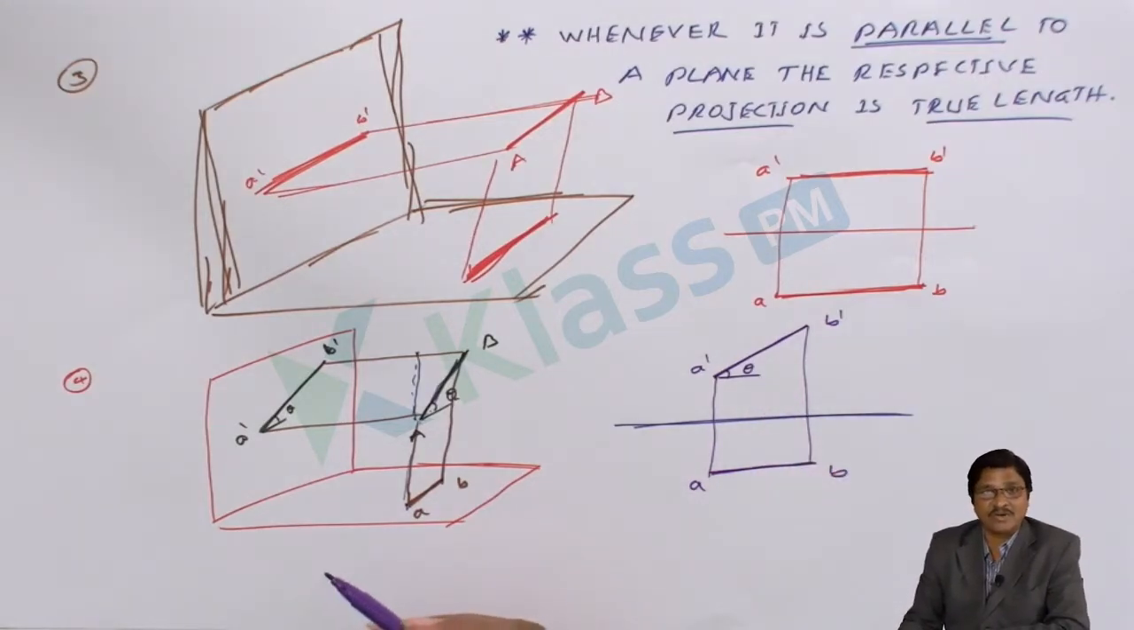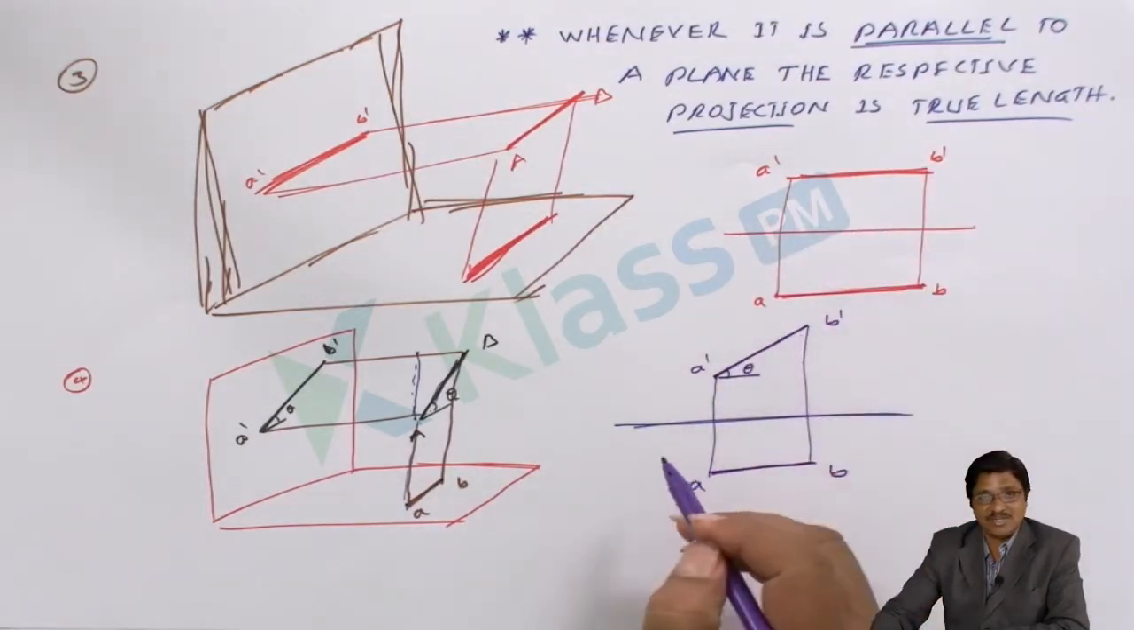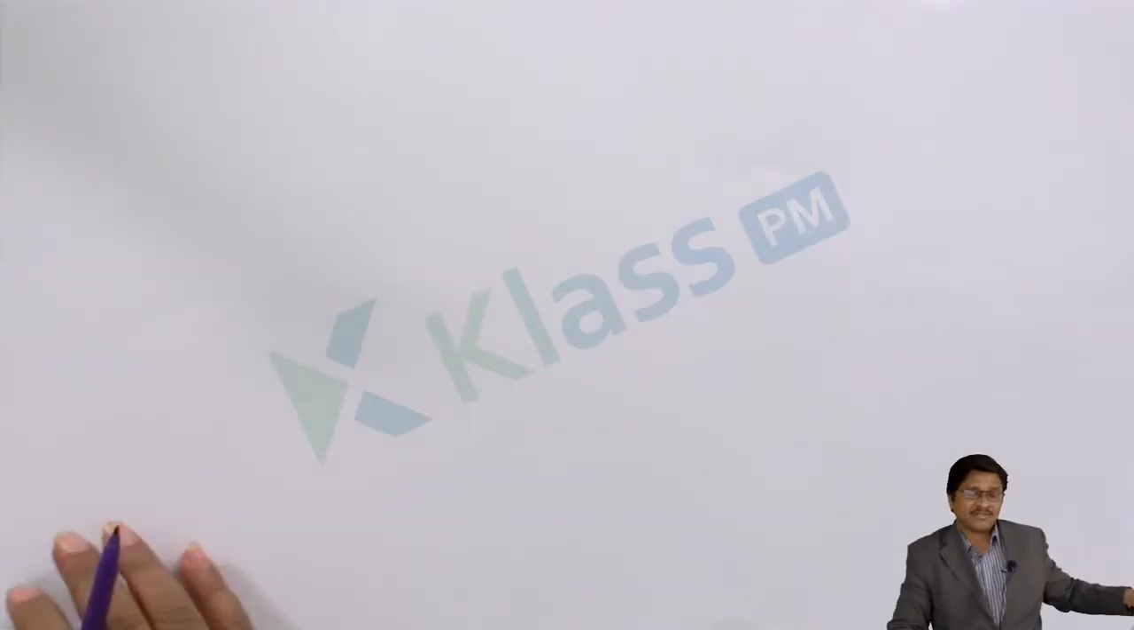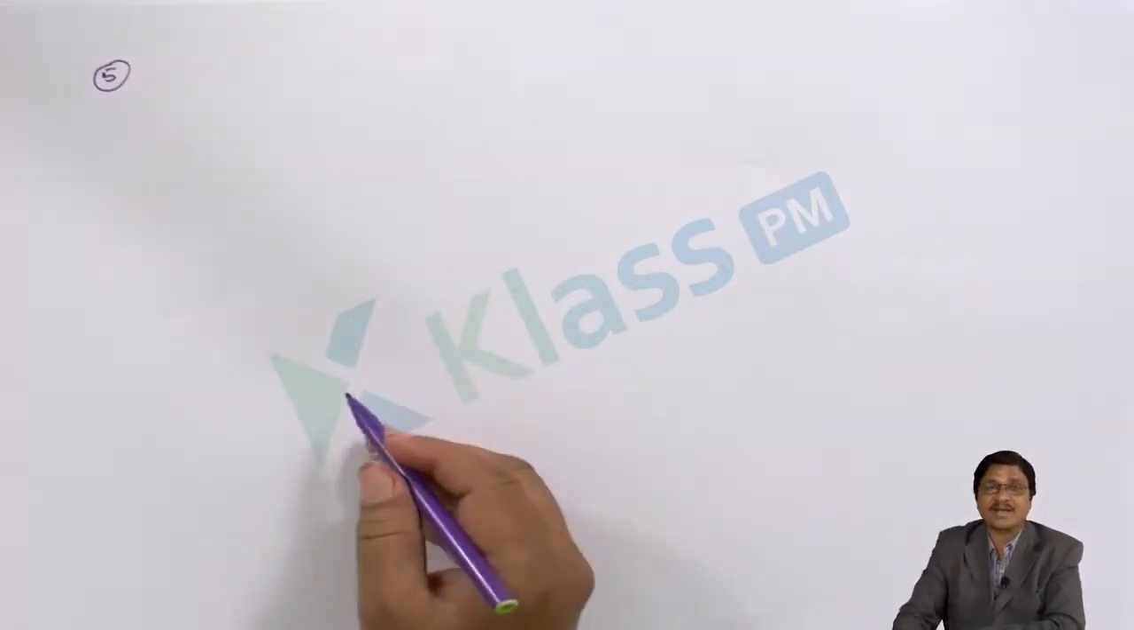So for that, what should you know? You have to observe the parallel condition. Depending on the parallel condition, you have to draw the respective projection first. Then move to the other side. By the basic principle, front view and top view come in the same line. So this is the 4th condition. What is the 5th condition we just discussed? It is parallel to the HP and inclined with the VP.